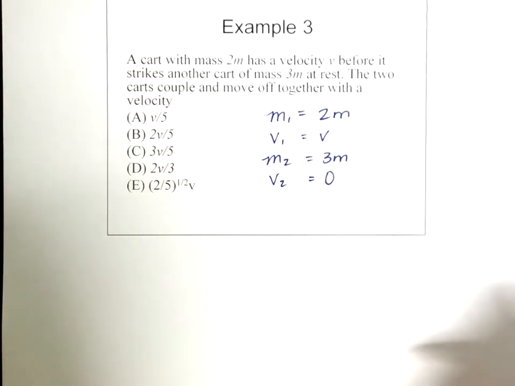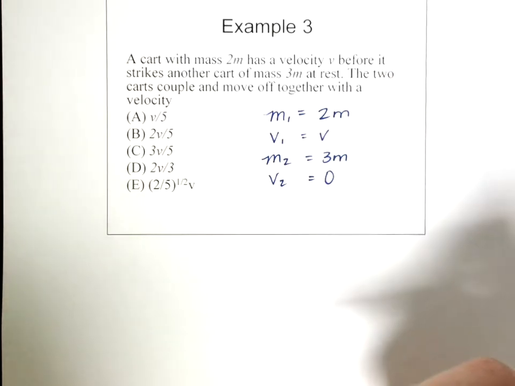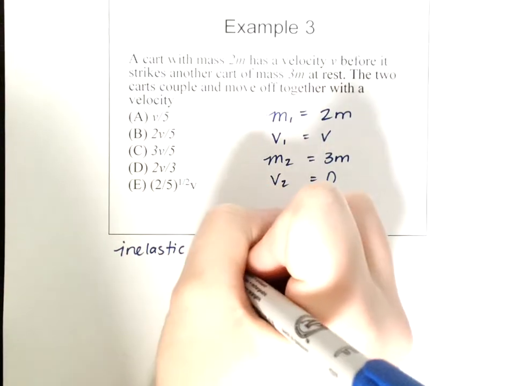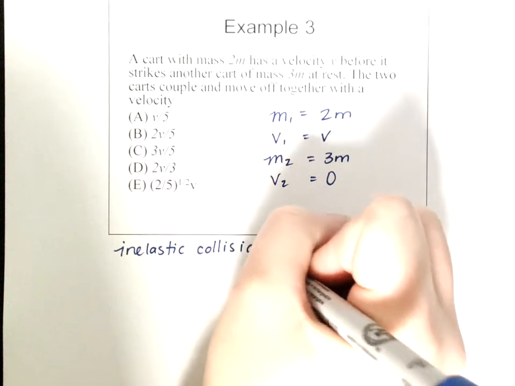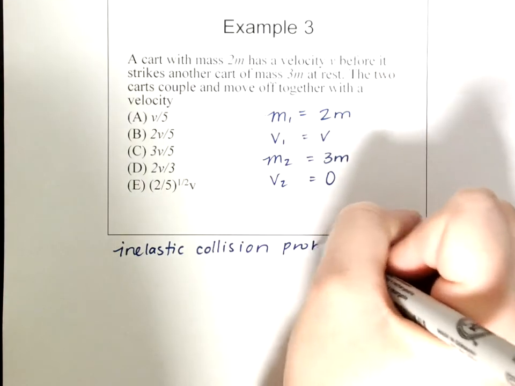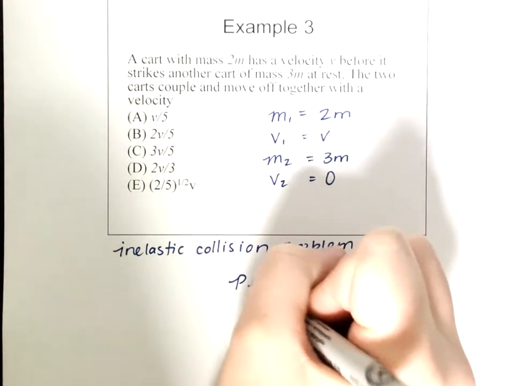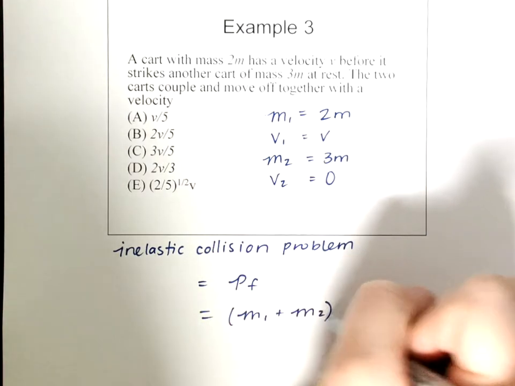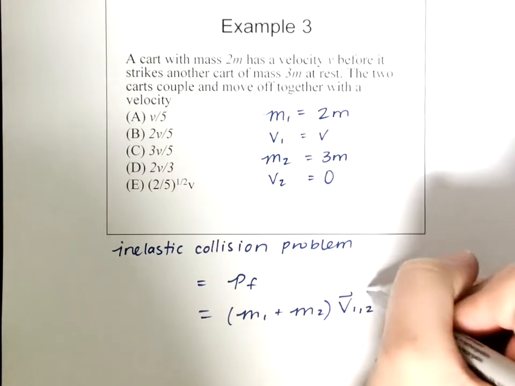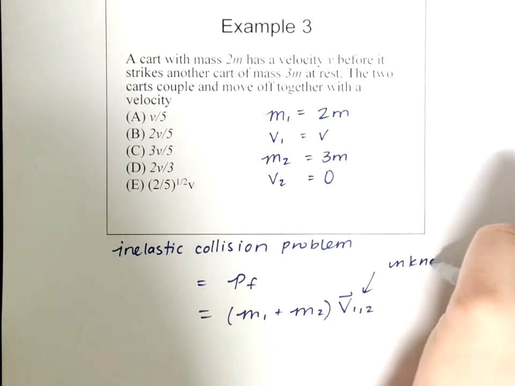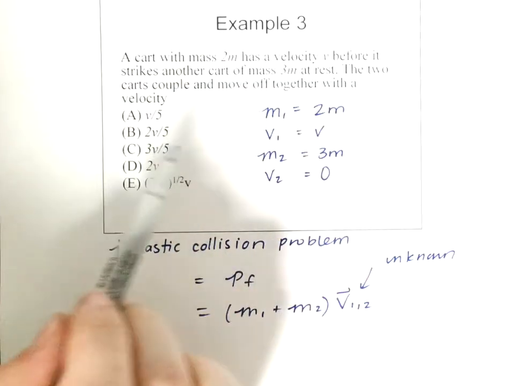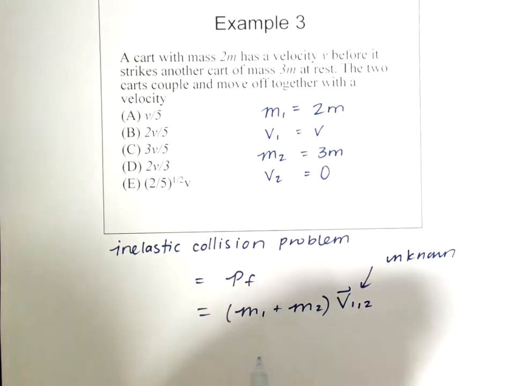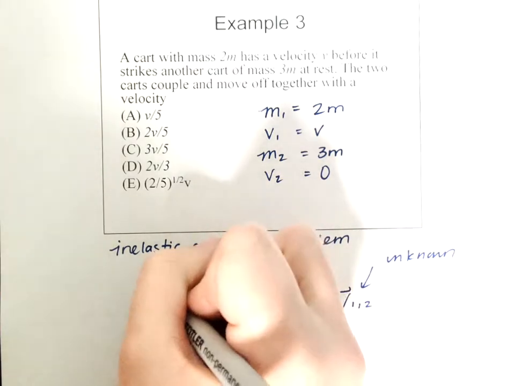The two carts couple and move off together with a velocity of 1. So once again, this is an inelastic collision problem. And when you notice that two carts are moving off together, then the P final is always going to be a combined mass. And this is our unknown. So it's important to understand what kind of collision is happening, because we're going to go into collisions where they actually bounce off each other and not stick together. But this one, they're sticking together.